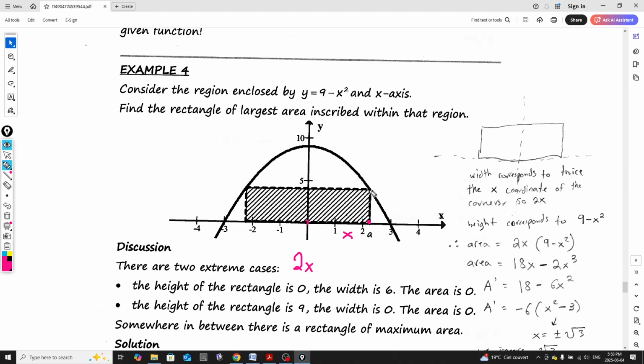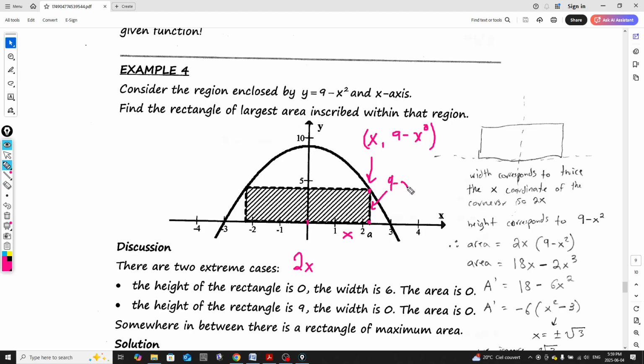Well, this corner of my rectangle is actually found on y equals 9 minus x squared. So if I were to write down the coordinates of that point right here, if this length is x, then the x value here is x. They decided to use a, it doesn't really matter. Now, if that's x, then the y value of that coordinate is 9 minus x squared. That means this height right here can be considered to be 9 minus x squared.